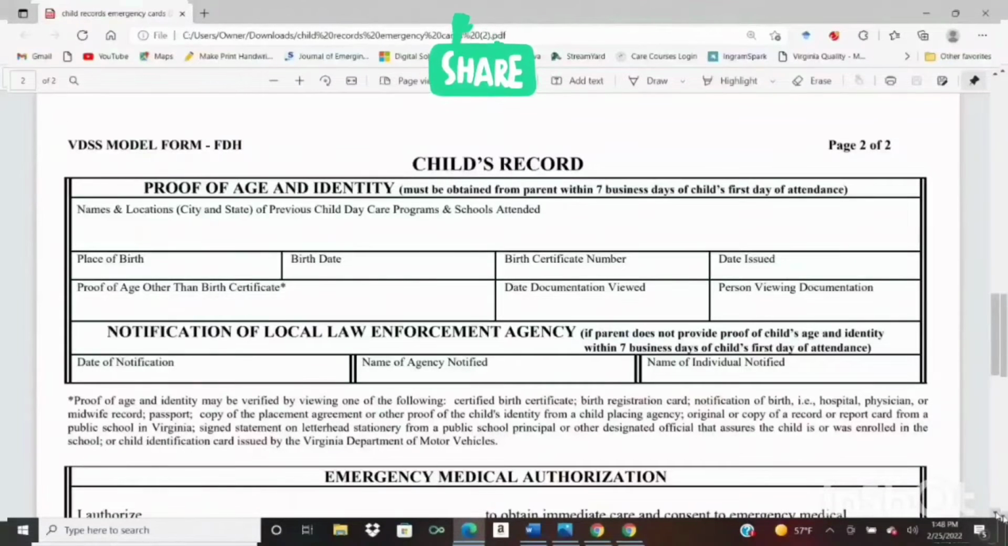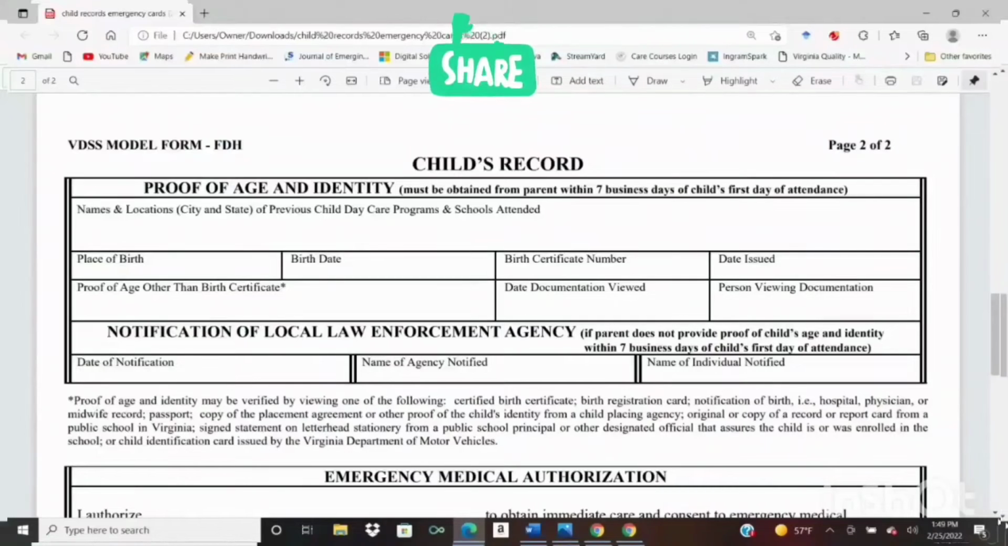Notification of law enforcement agency. This is if parent does not provide proof of child's age and identity within 7 business days of child's first day of attendance, you have to notify local law enforcement agency. We don't know if the child is stolen. We don't know if the child has been adopted. Nobody knows. So this is just trying to keep the child safe.